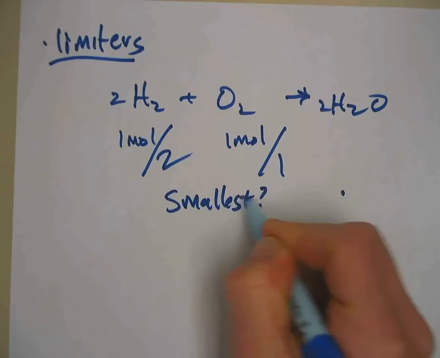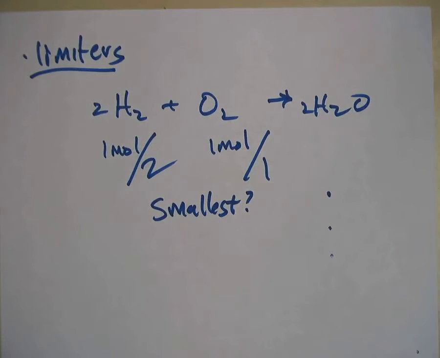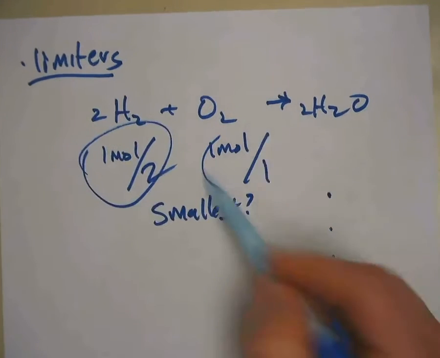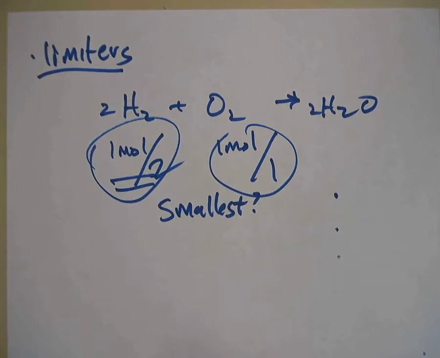The smallest one would be the one that's used up the quickest, and this would be a half, this one would be 1, so H2 would be my limiter.